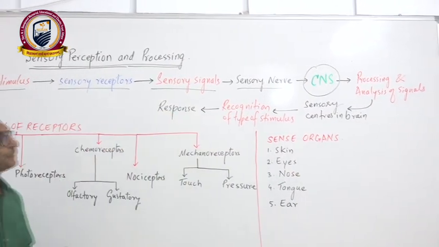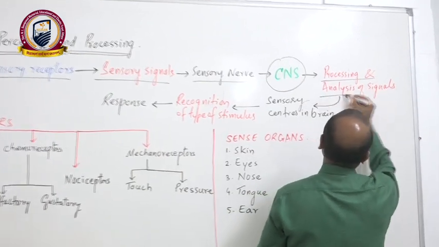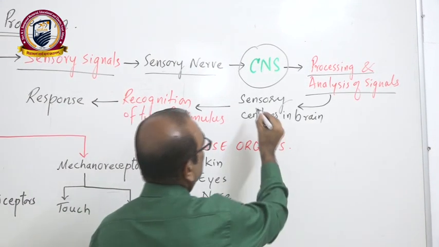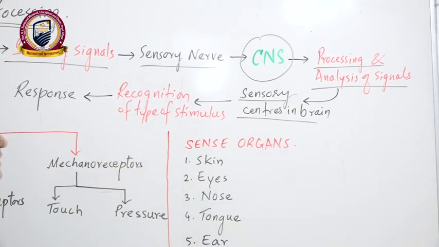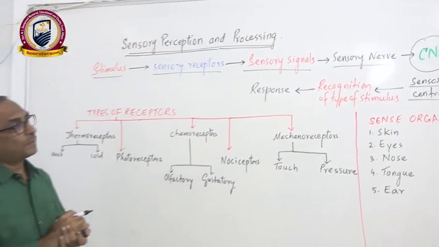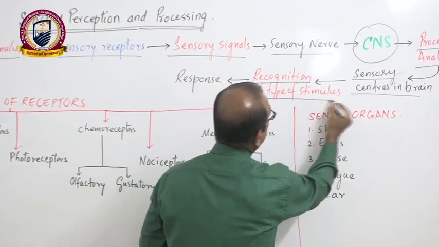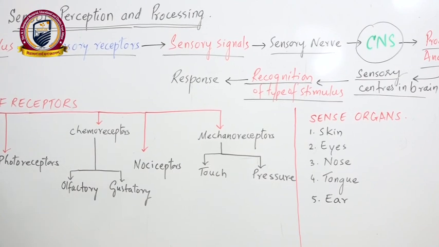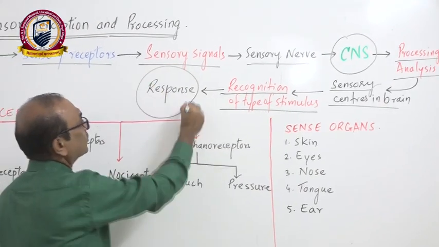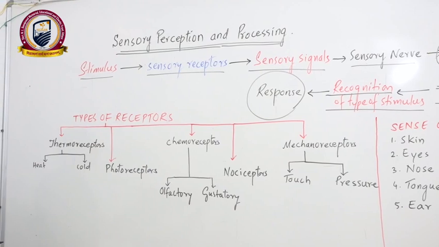Now in the central nervous system, these electrical signals will be processed. Processing and analysis of the signals takes place in the central nervous system, and then these signals are forwarded to sensory centers in our brain, mainly the cortex. These centers are responsible for recognition of the type of stimulus. Our sensory centers in the brain recognize what type of stimulus it is, and then we have a response to it. That is how sensory perception and processing takes place.